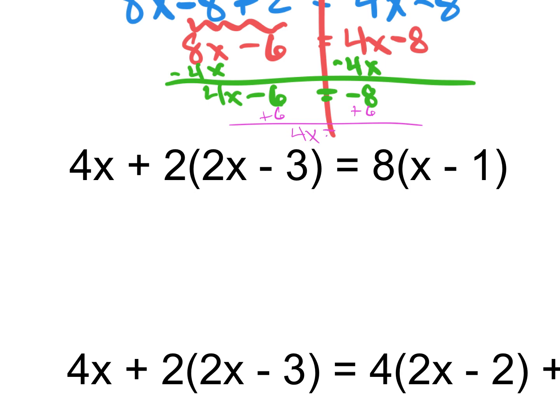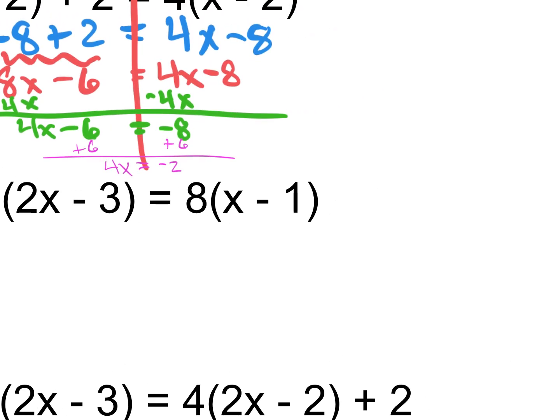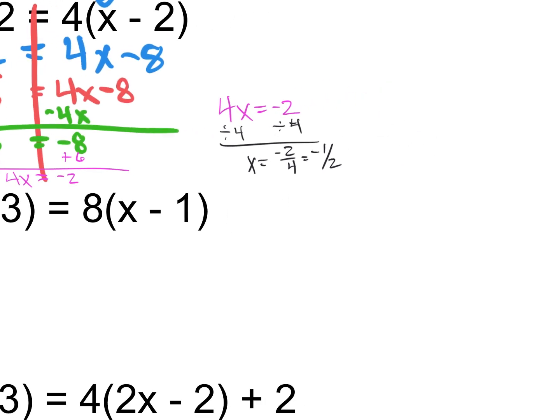I get 4x equals, well, that's negative 8 plus 6. Oh, that's negative 2. Sorry, ran out of room. So let's do 4x equals negative 2. I need to divide by 4. So I'm going to get negative 2 over 4, which is just down to negative 1/2. So this is one solution.